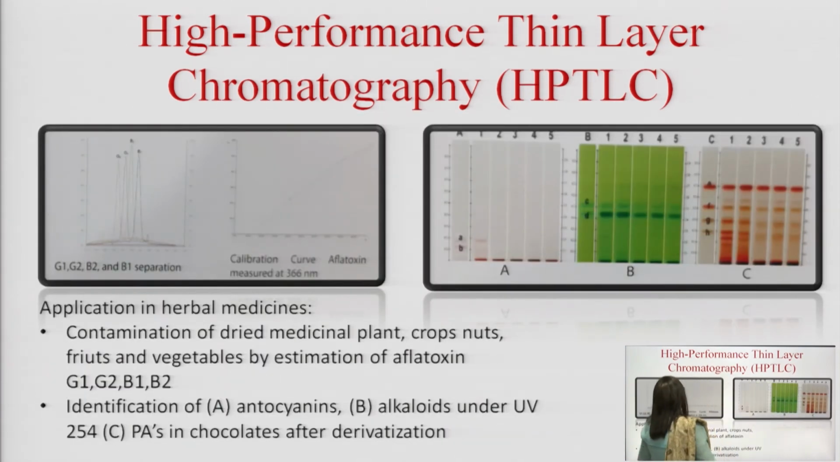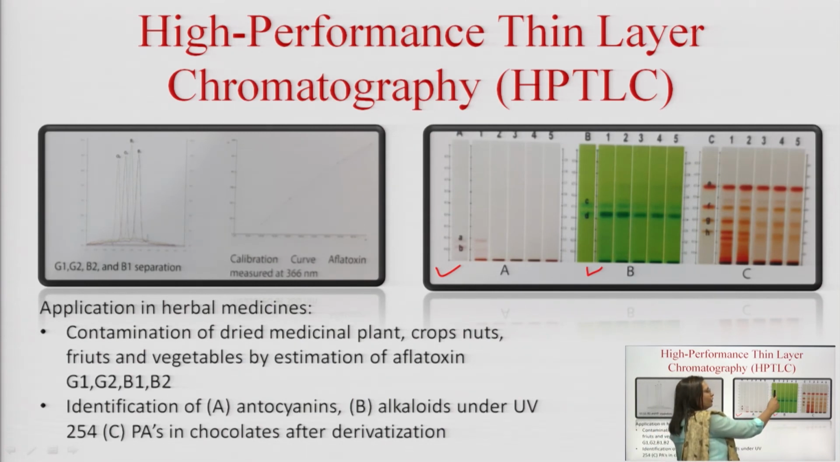So, this is how the HPTLC plates look like. The bands are the separated components of the herbal extract. Here we have shown the identification of anthocyanins, and identification of alkaloids under UV 254.